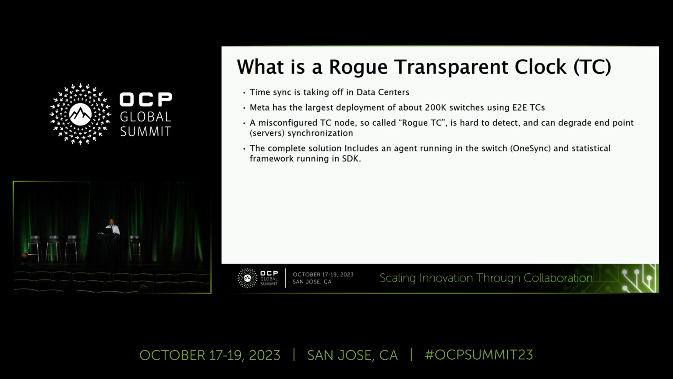So what we are doing today is a very innovative solution. It's actually Amit's brainchild, where he came up with an idea of an automated scheme where, with the help of an agent, we will be able to identify if a transparent clock is misbehaving, and if so, we can easily determine it in an automated manner. And that way, IT can take corrective action. And that's what we are going to discuss today.